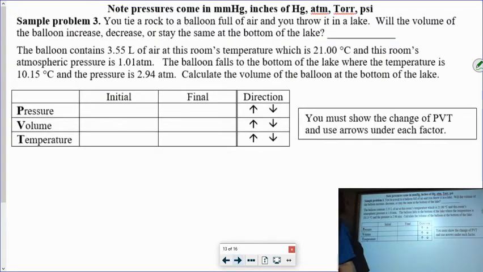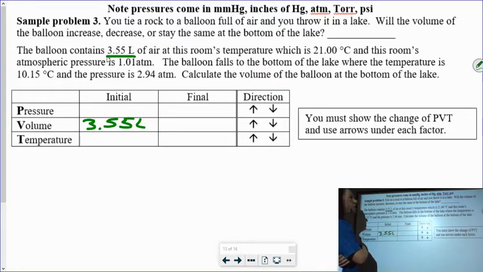All right, so here we go. We're going to do problem number 3 on your sheet at this point in time. So it says you tie a rock to a balloon full of air, you throw it into a lake. Will the volume increase, decrease, or stay the same in the lake? And that's what we're going to find out. So let's look for the piece of information that's all by itself. We got 3.55 liters. So that's our volume, 3.55 liters. That's our initial volume.